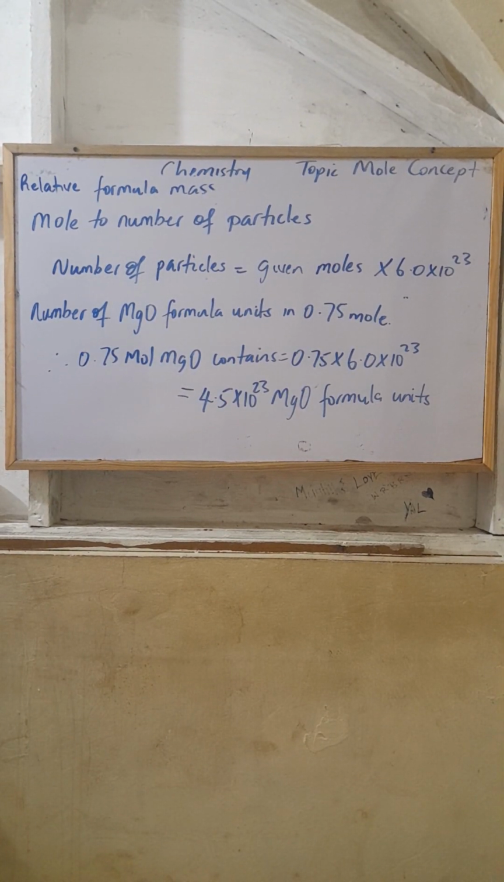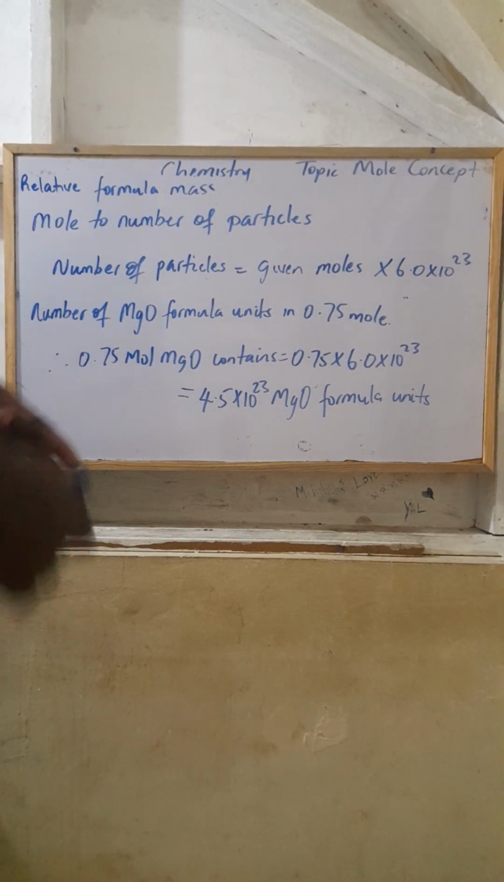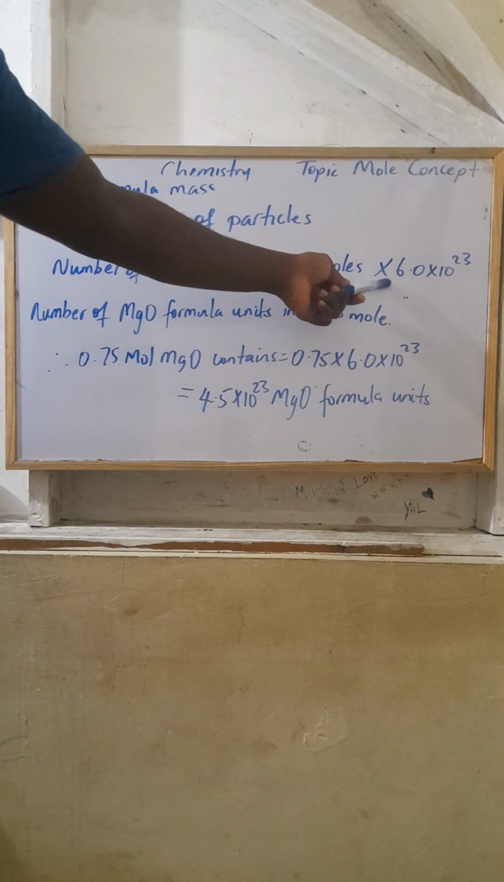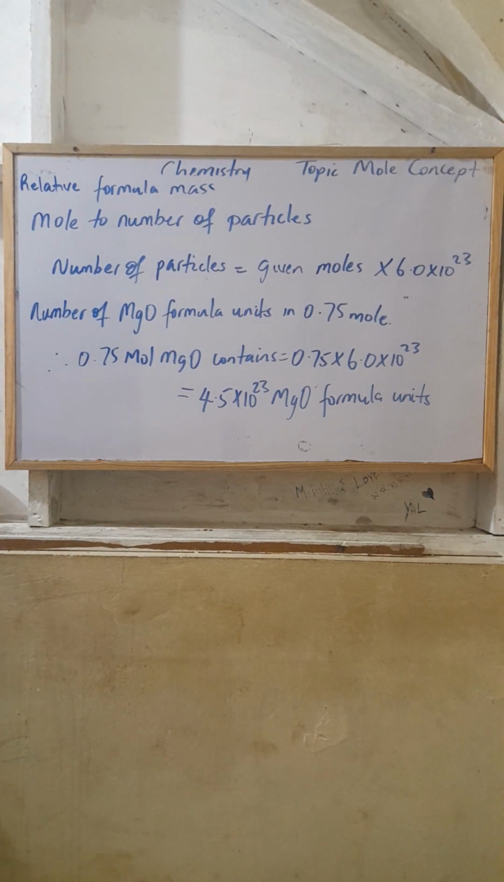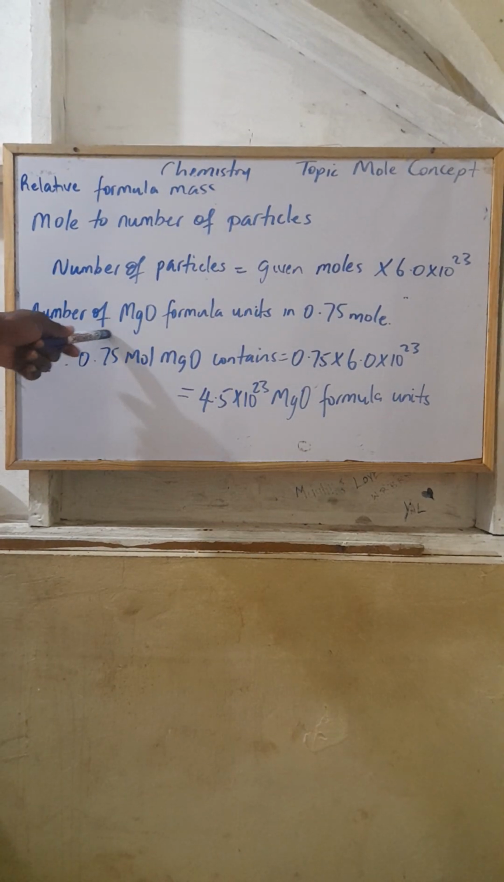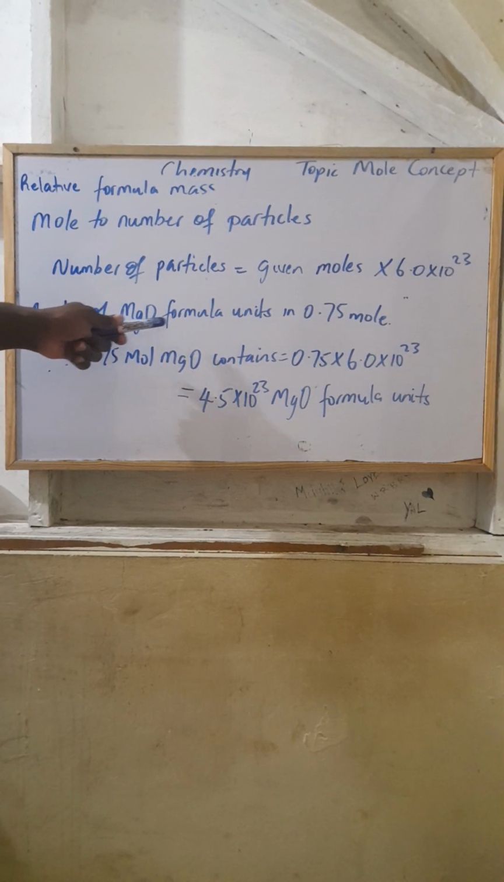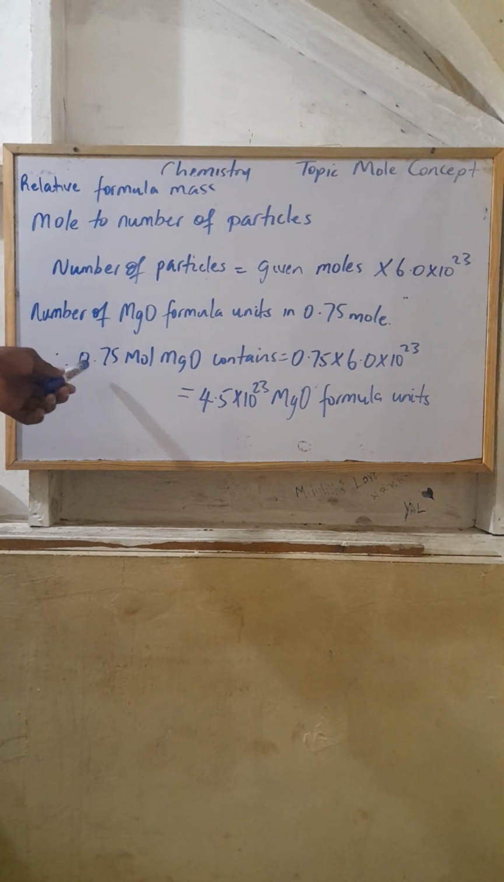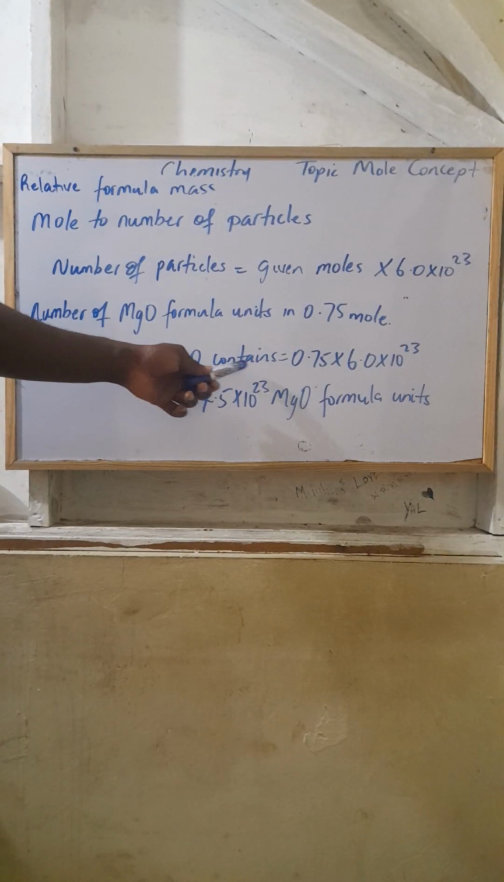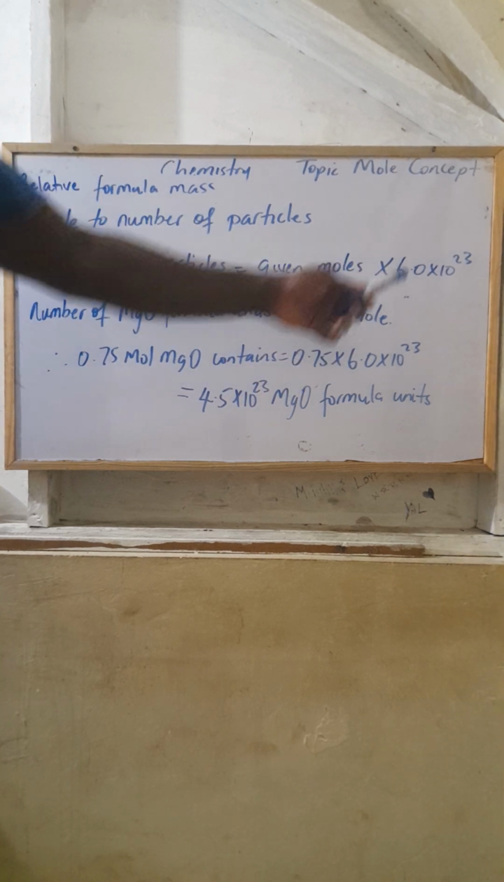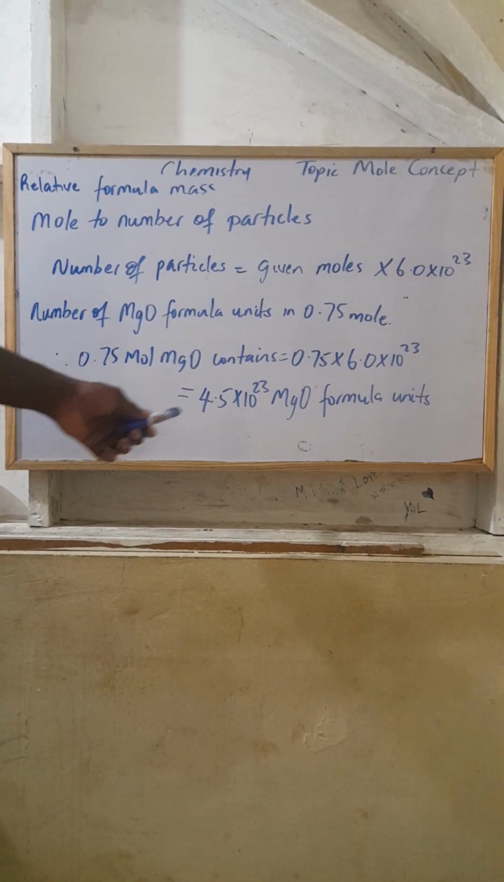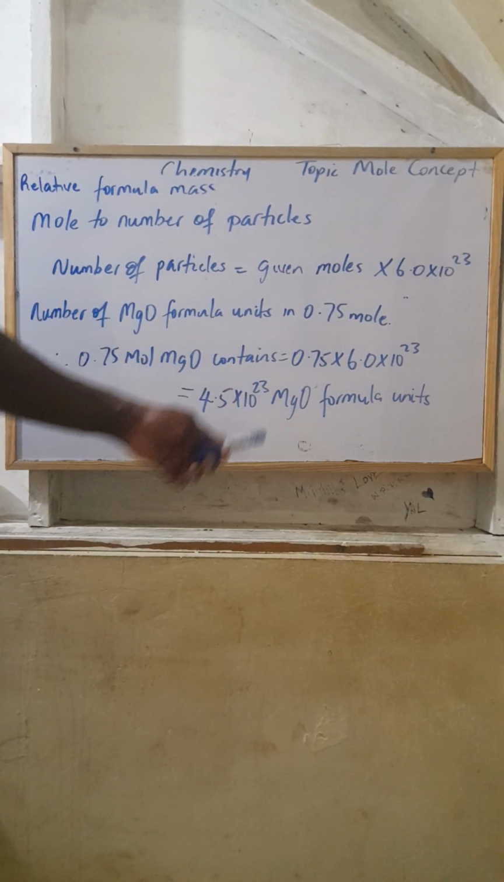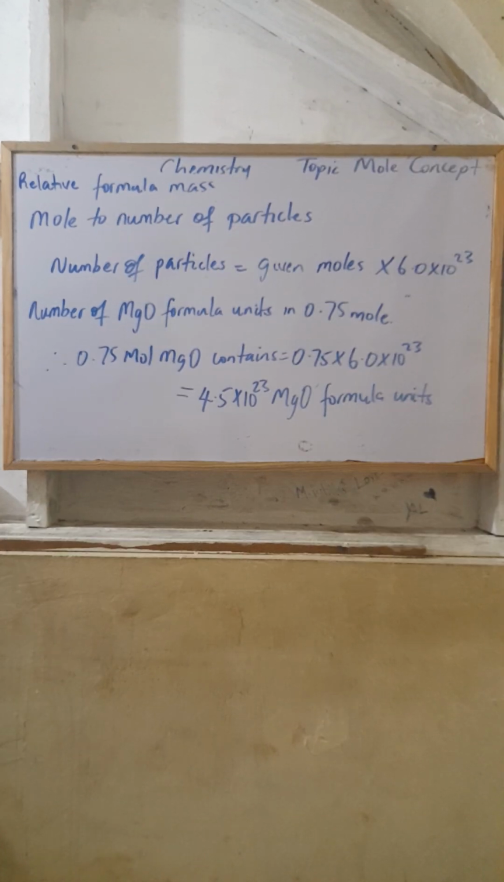All right, so we can also calculate the number of particles from a given number of mole. The formula would be number of particles equal to given number of mole times 6.0 times 10 to the 23. All right, so if we want to calculate the number of magnesium oxide formula unit in 0.75 mole, then we would simply say that 0.75 mole of magnesium oxide contains 0.75 times 6.0 times 10 to the 23, which gives us 4.5 times 10 to the 23 magnesium oxide formula unit.